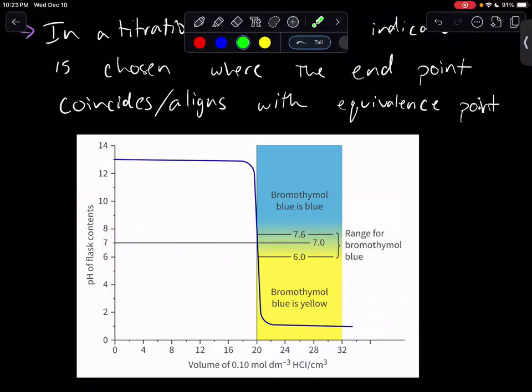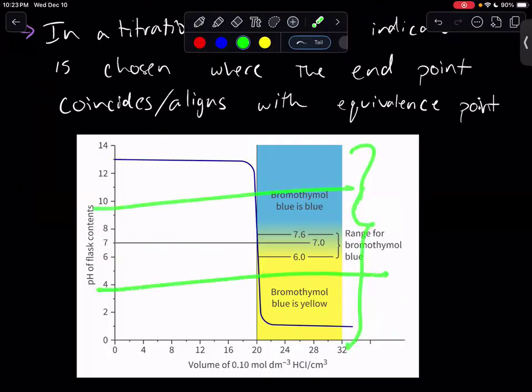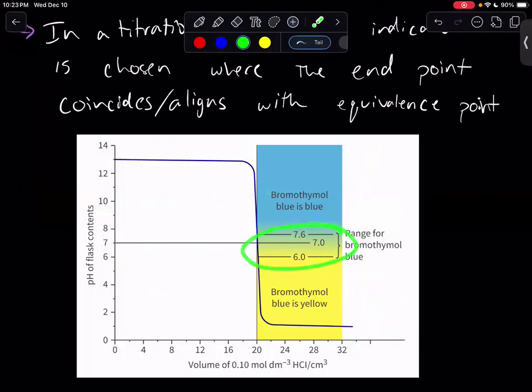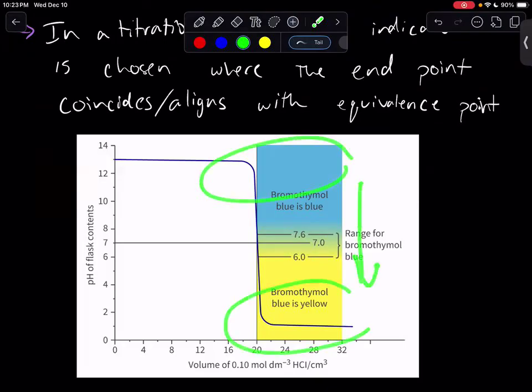Furthermore, we can look at our indicator being chosen. So for this one, we're choosing bromothymol blue. It is blue very high, it is yellow very low, and we get our gradient where we get a little bit of green right around the equivalence point. Its range is 7.6 to 6.0. So our equivalence point is right in that section. Bromothymol blue is a good indicator for this reaction, and we can tell because it will change colors across the equivalence point of our titration.